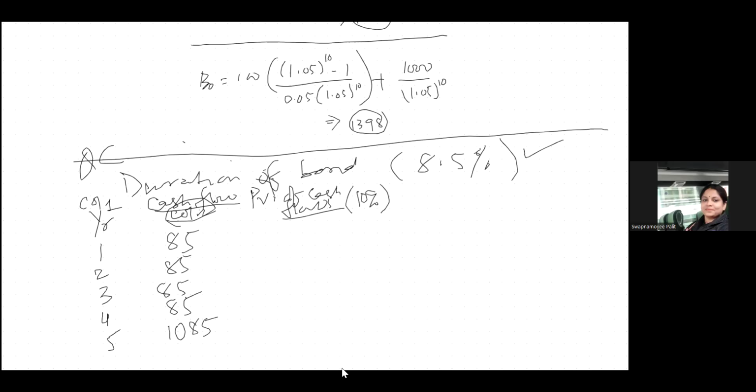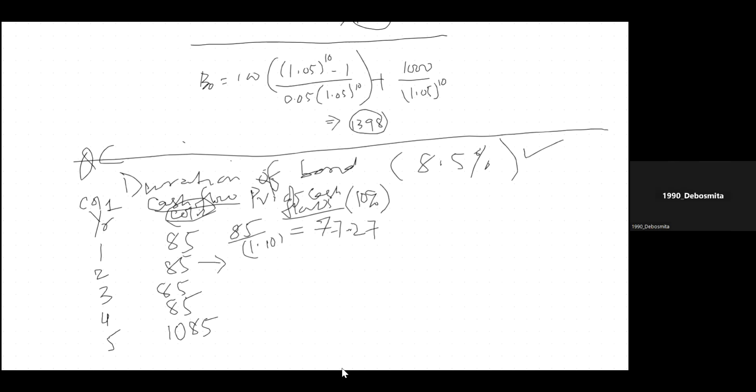It is given at 10%. So you are going to discount it at 10%. So 85 divided by 1.10. This is for the first year. So your answer is 77.27. Similarly, your second one is 85 divided by 1.10, the rate of interest, whole square. So this is your 70.25. So you go on doing that.